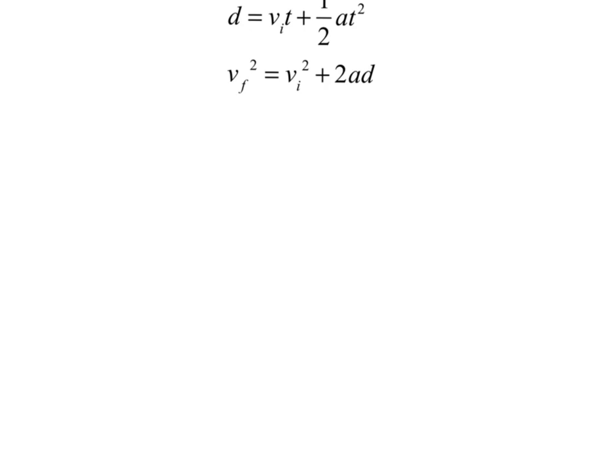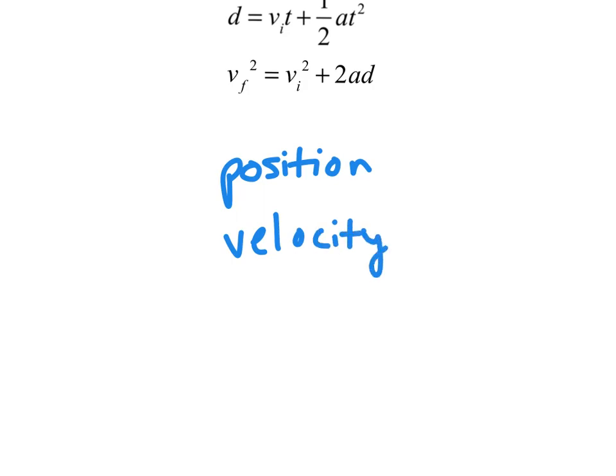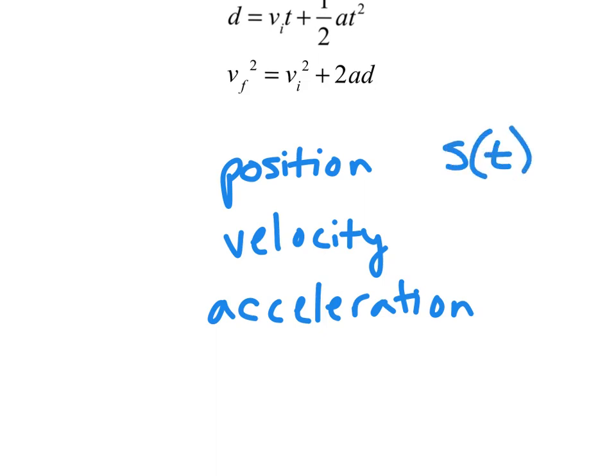I like to think of it as a ladder. At the top of the ladder, I have position. Then in the middle of the ladder, I have velocity. And at the bottom of the ladder, I have acceleration. Now, position at the basic level of calculus often is listed as s of t. They use s for position or distance. Velocity is a function of time, so that's v of t. And acceleration also is a function of time, which is a of t.